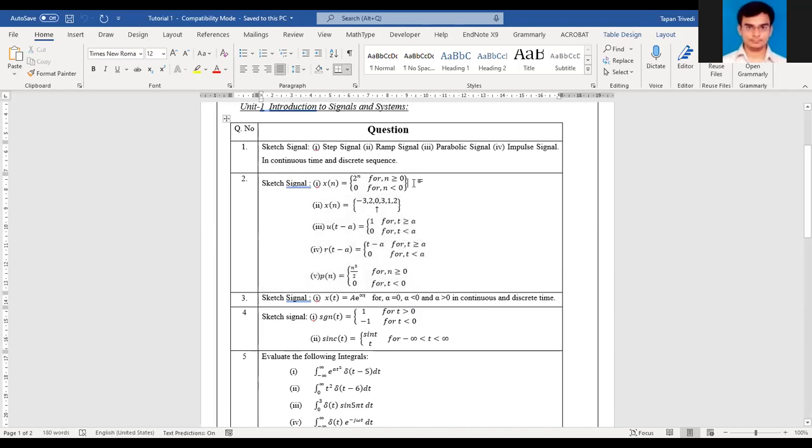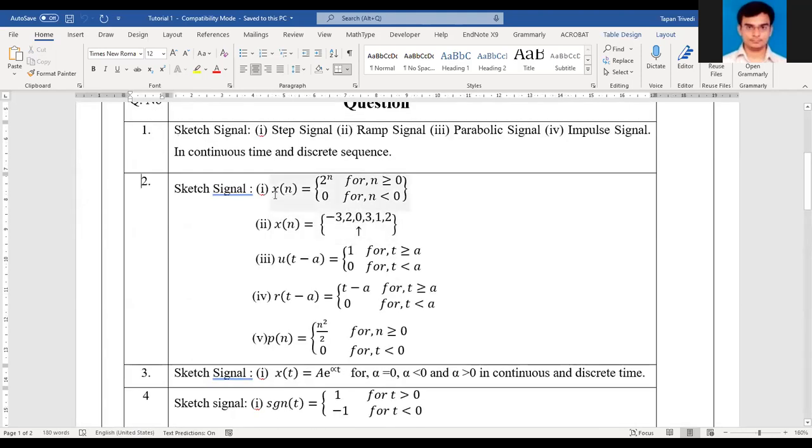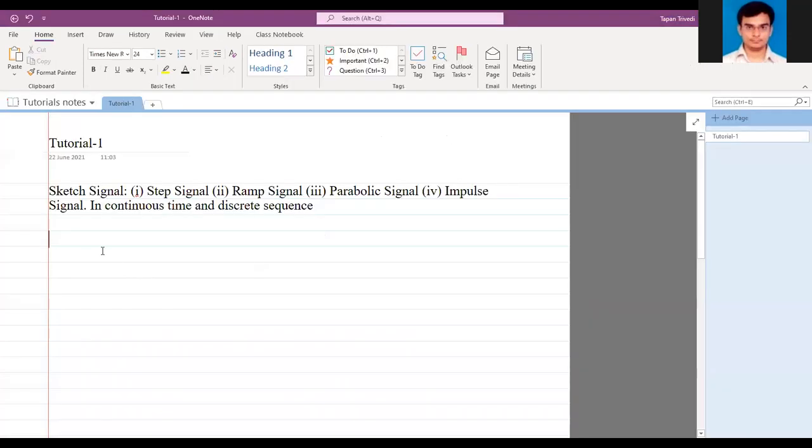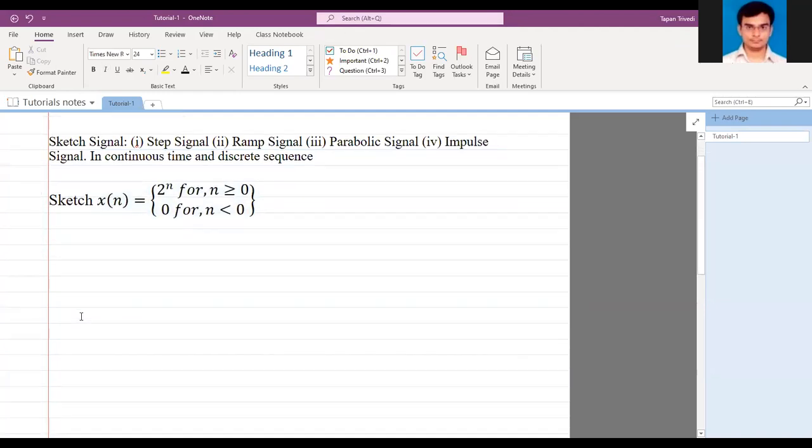Okay, let's talk about sub question number 1 for question number 2 of this tutorial, and that is x of n is equal to 2 raised to n for n greater than or equal to 0 and 0 for n less than 0. Let's go for it. So sketch this function.